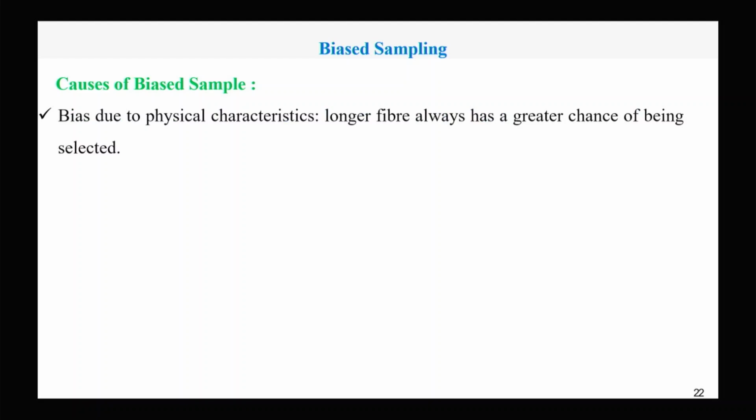Before we discuss the fiber sampling here, let us try to understand what the different causes of biasness in sampling are. So, bias due to the physical characteristics: a longer fiber always has a greater chance of being selected.